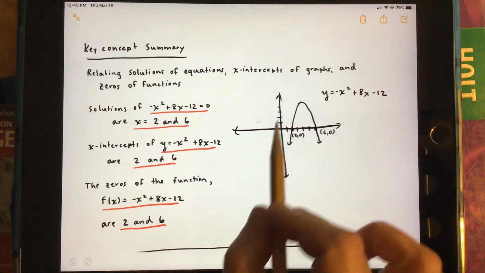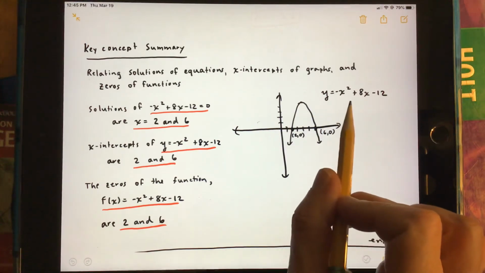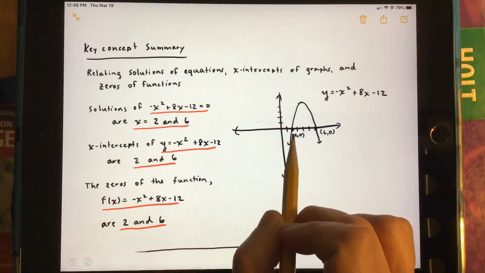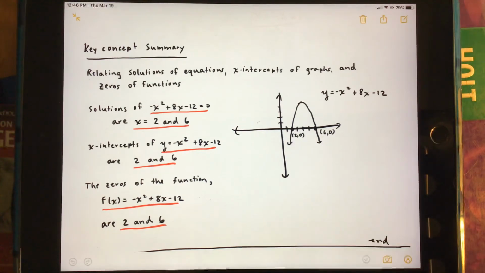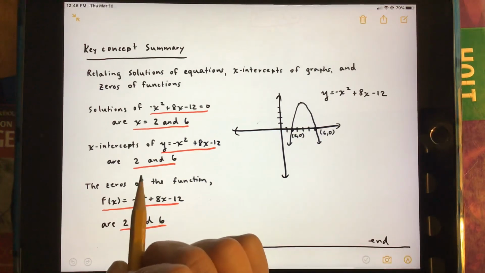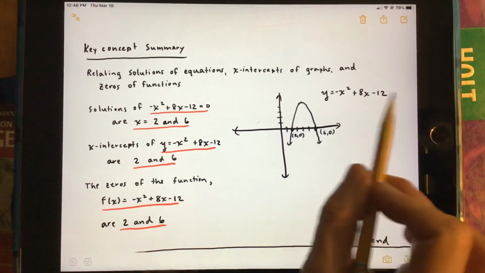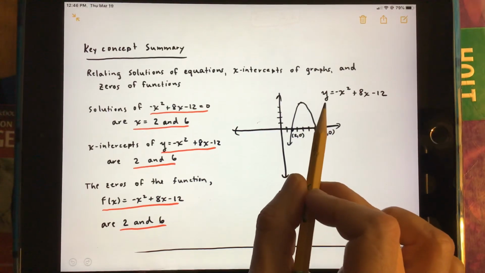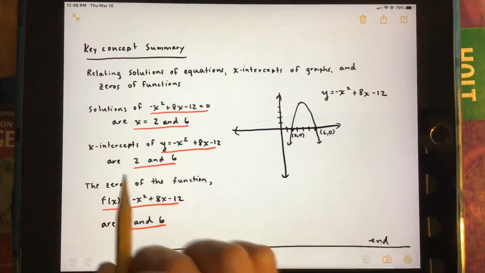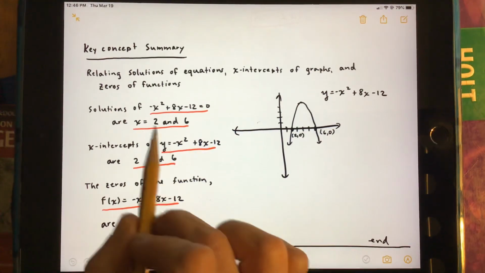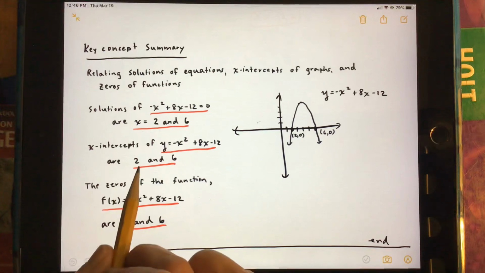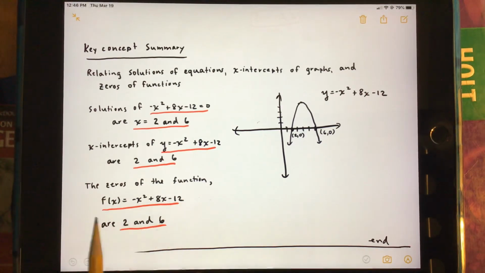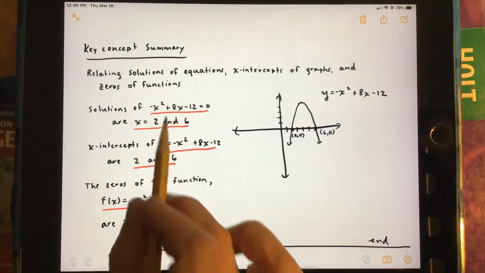So over here we have this graph, and it is the graph of the parabola y = -x² + 8x - 12. Notice it has two x-intercepts, 2, 0, and 6, 0. Those x-intercepts do indicate what the value of this equation set equal to 0, when y is 0, what the solution is. Well, based on the x-intercepts, the solutions are 2 and 6. We also can say that those are the zeros of the function f of x is equal to -x² + 8x - 12. Notice these equations all have -x² + 8x - 12, and they all have solution values of 2 and 6 in all 3 cases.